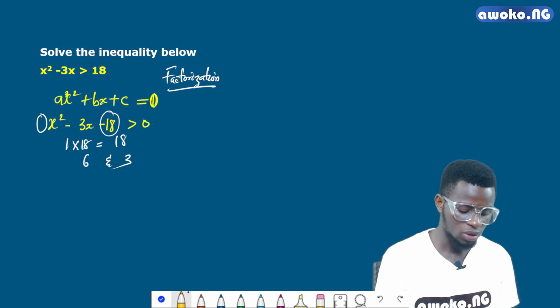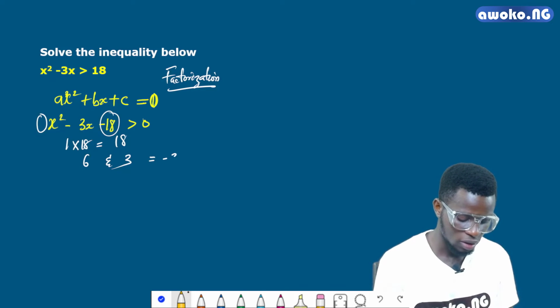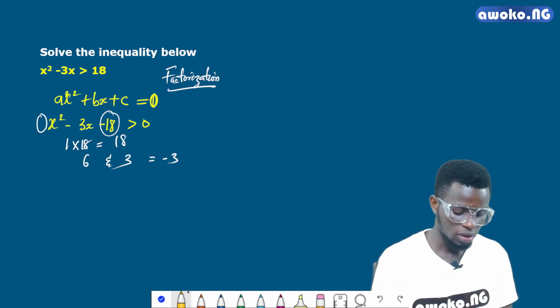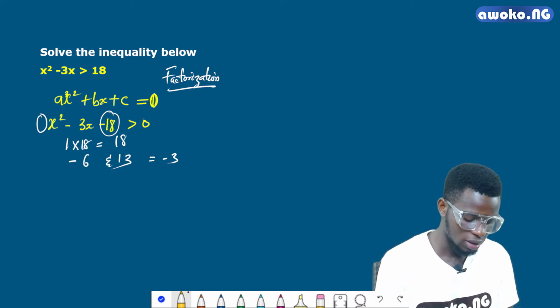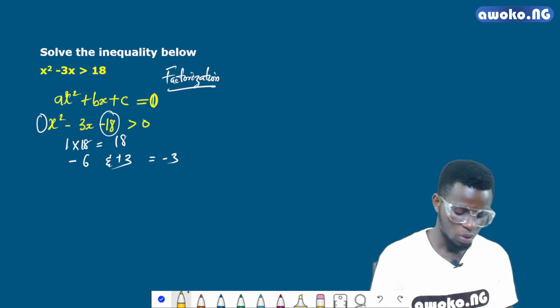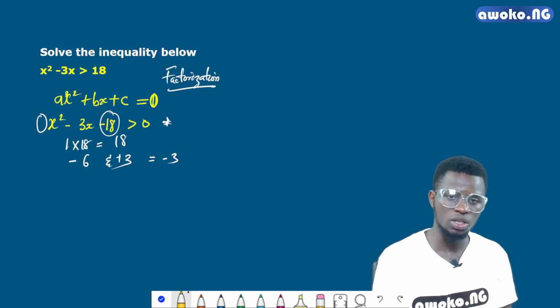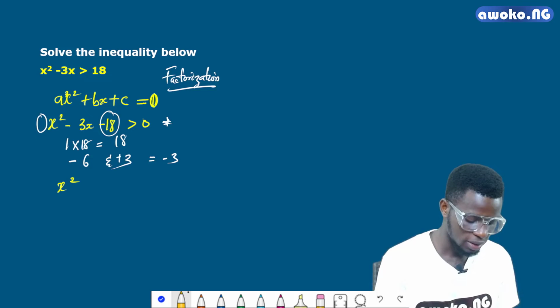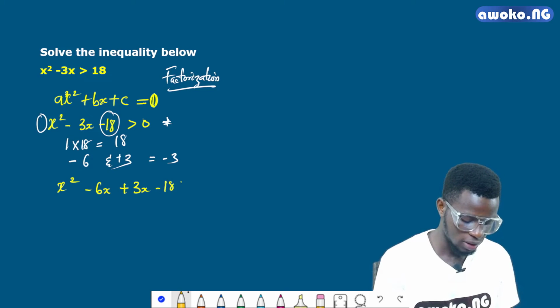Once we get that, we have to include our signs to make sure we have minus 3. So how do we assign the sign convention? Remember that minus 6 plus 3 will give us minus 3. So we can insert minus 6 and plus 3 into this inequality to solve our problem further and hence obtain the values of x. So if we do that, we have x squared minus 6x plus 3x minus 18 is greater than 0.